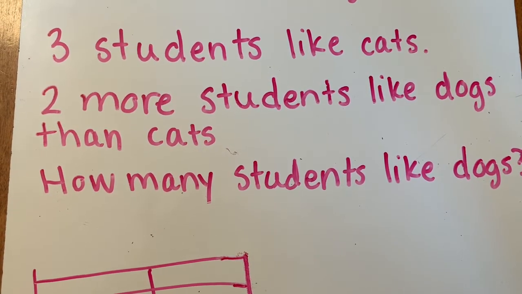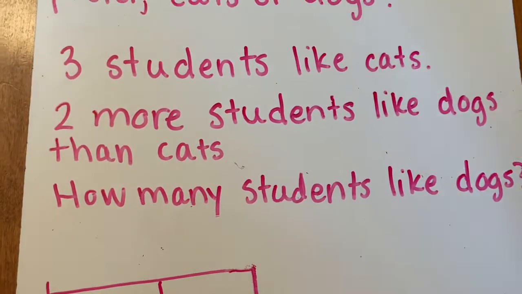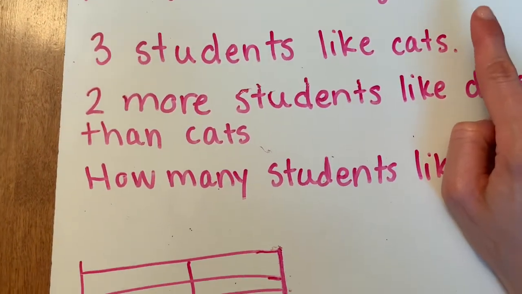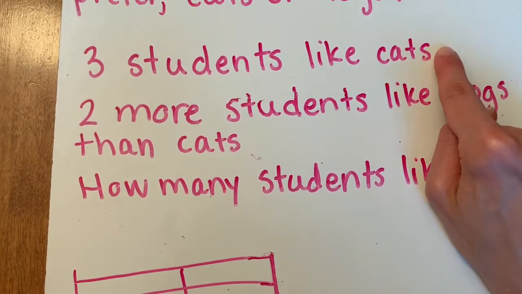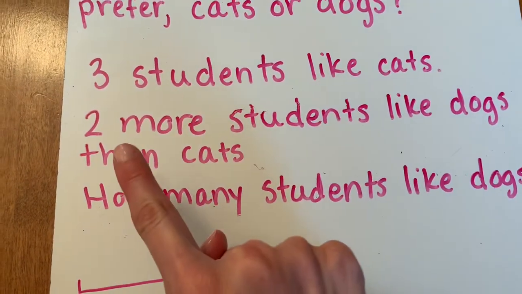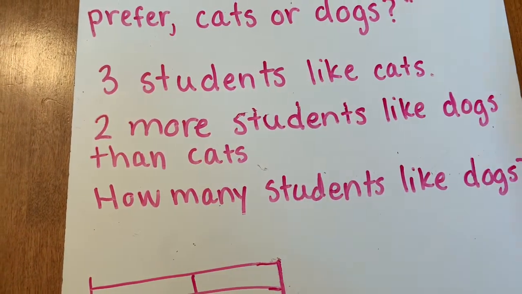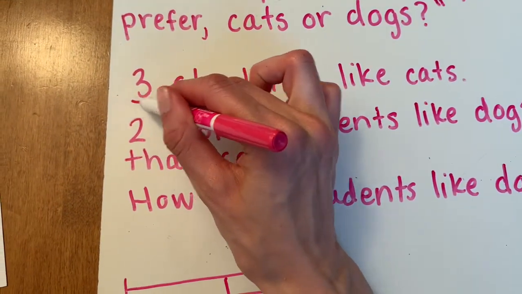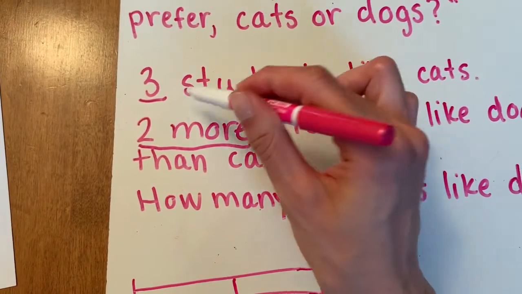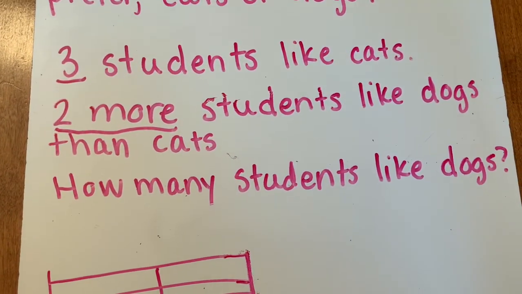So before we start, just looking at what they told us, what do we know? Well, first we know 3 students like cats. So the number of people that answered the survey and said cats, that's 3 students. Then 2 more students like dogs than cats. So we know 3 students like cats, and then 2 more than 3 students like dogs. So how many students like dogs?